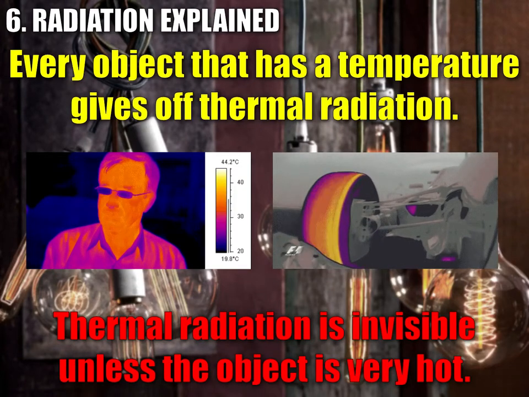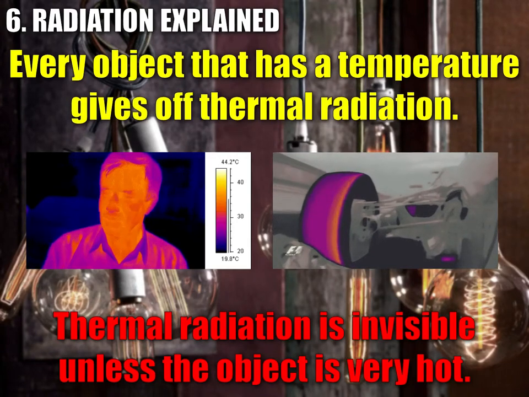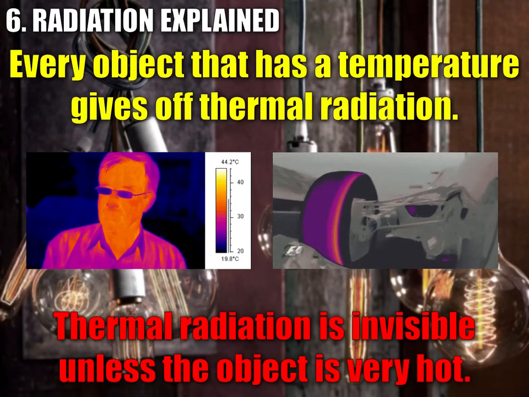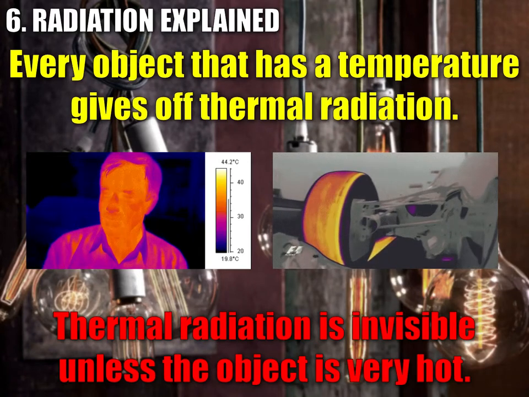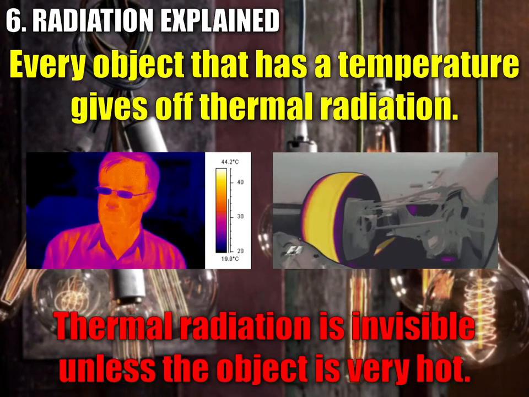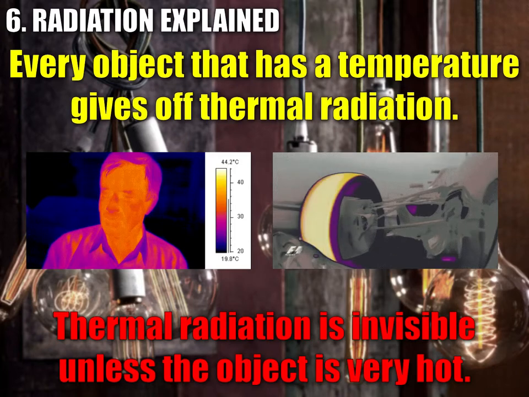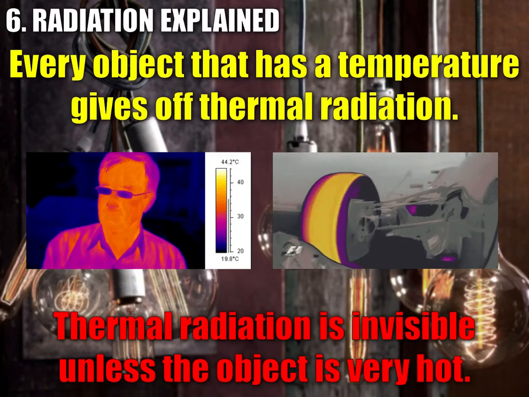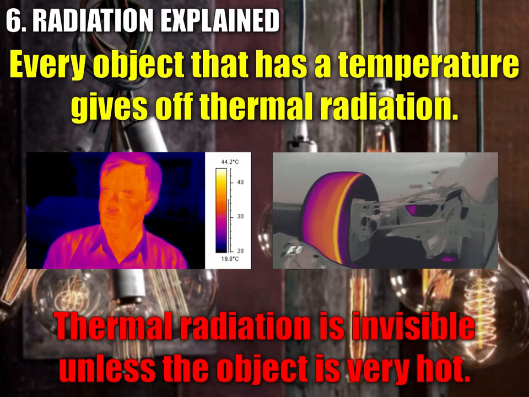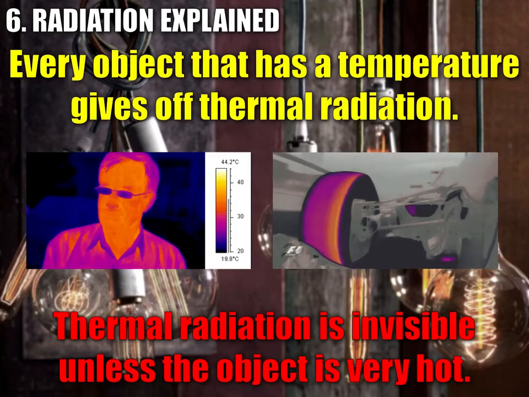You have this friction that's rubbing against the tire, making it hot, and so there's more thermal radiation being given off. So remember that any object that has a temperature gives off thermal radiation. The higher the temperature is, the more energetic this radiation is. And if it's hot enough, we can actually see it with our eyes. And this is radiation.